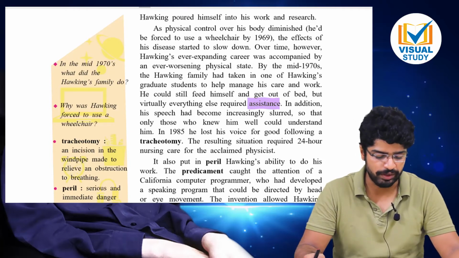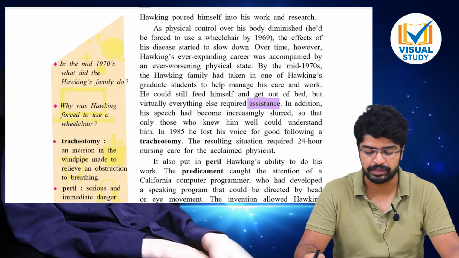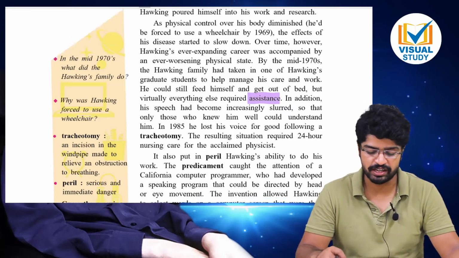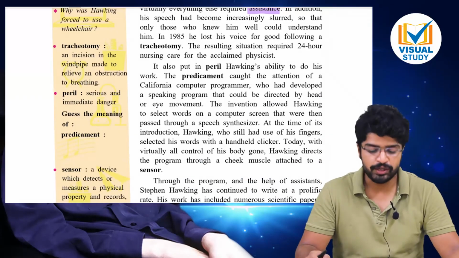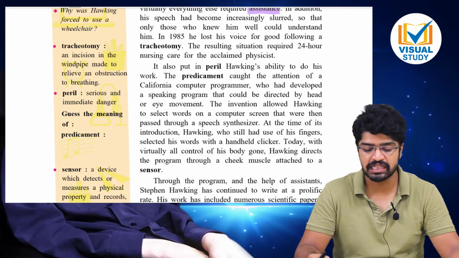Tracheotomy, an incision in the windpipe made to relieve an obstruction to breathing. The resulting situation required 24-hour nursing care for the acclaimed physicist. It also put in peril Hawking's ability to do his work. The predicament caught the attention of a California computer programmer who had developed a speaking program that could be directed by head or eye movement. The invention allowed Hawking to select words on a computer screen that were then passed through a speech synthesizer.